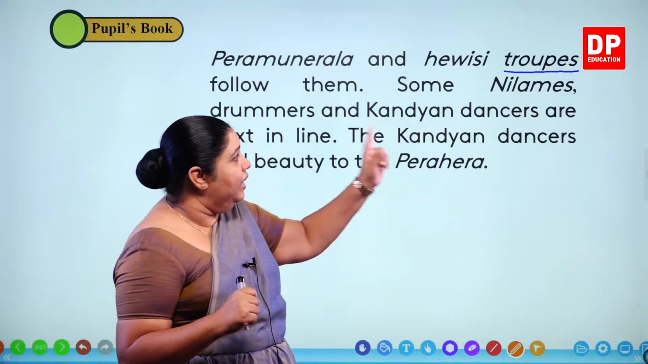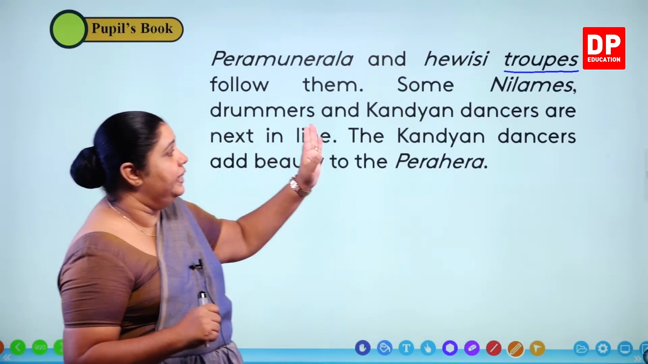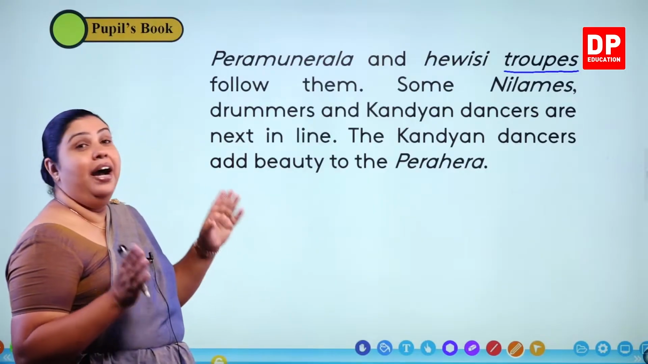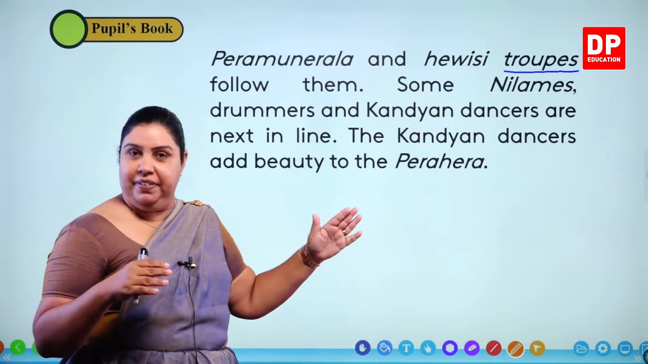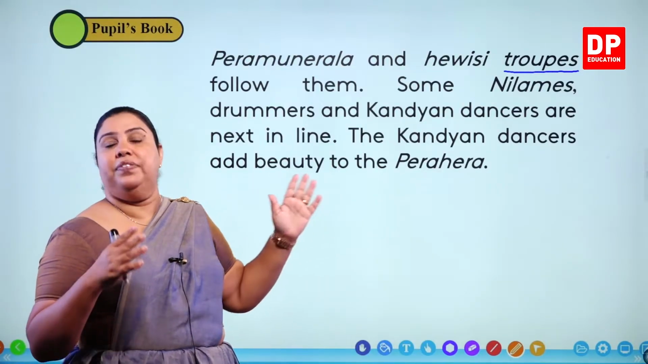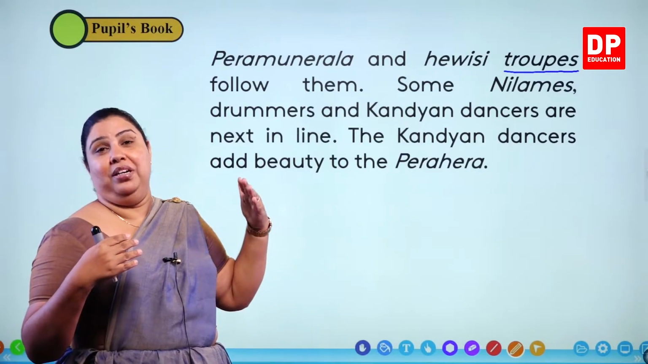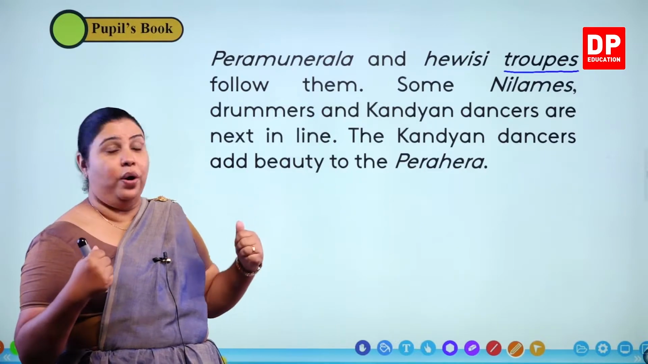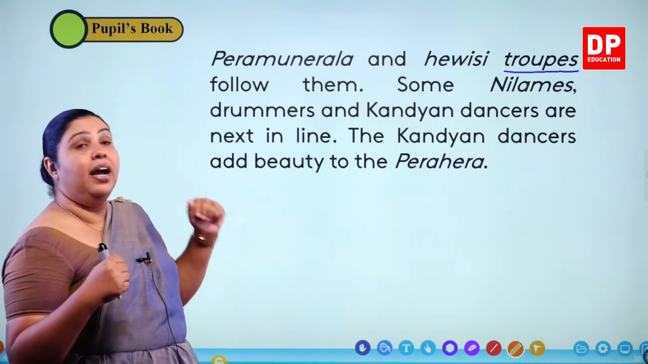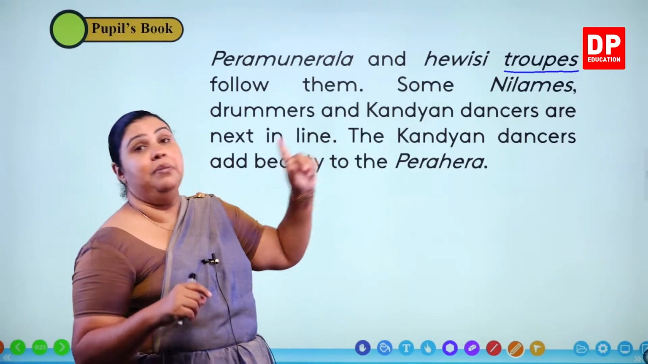Some Nilames, drummers and Kandyan dancers are next in line. This is the order of the perahera, how the perahera comes on the road, how the pageant comes. That is the order. So after the Peramune Rala and the Hevisi troops come some Nilames.